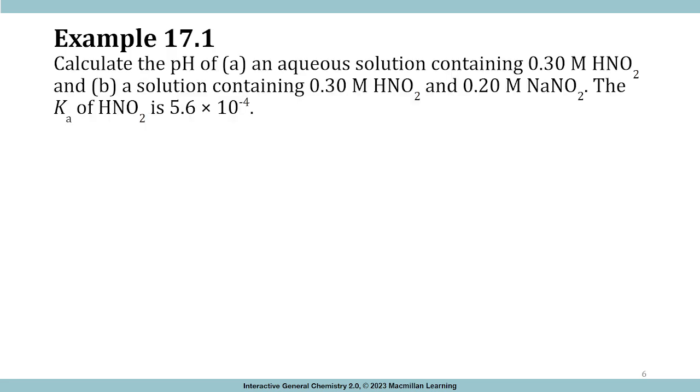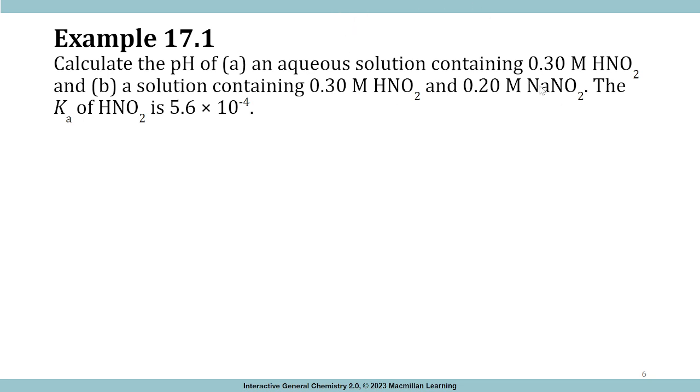Okay? So let's calculate the pH, A, of an aqueous solution containing 0.3 molarity HNO2, and then B, a solution containing 0.3 molarity of HNO2, and then 0.2 molarity of NaNO2. The Ka of that weak acid is 5.6 times 10 to the negative 4. Now, you'll notice really quick, like, that last chapter, I actually kind of already did this to you, didn't I? I already made you do a problem like this. But you didn't really understand why it was happening, did you? Now, we're exploring why is that happening, okay?